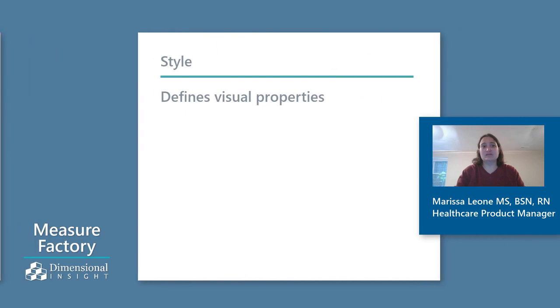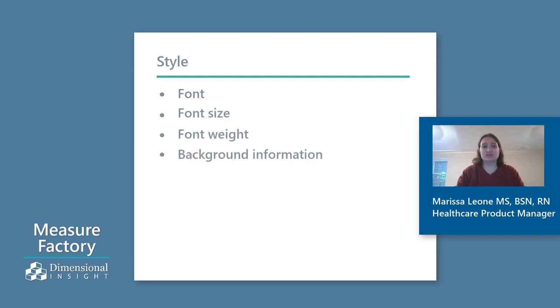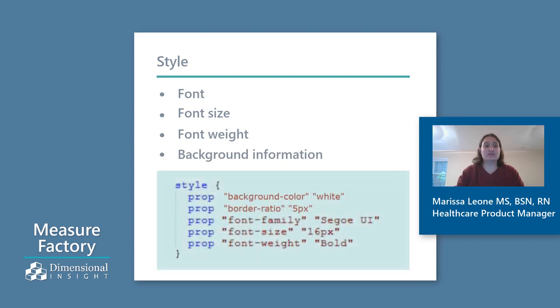And style. The style tag is used to define visual properties, such as font, font size, and font weight, as well as background information, like on the general stamp style tag. So an example of this is seen below. We can set what we want our background color, as well as our font size, our weight. Do we want it bolded, italicized? We can do that through the style.